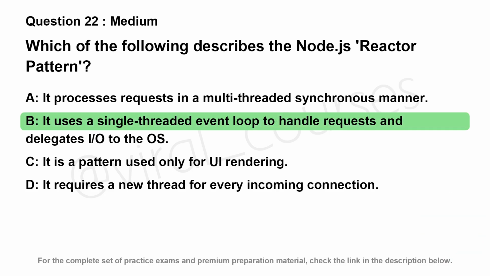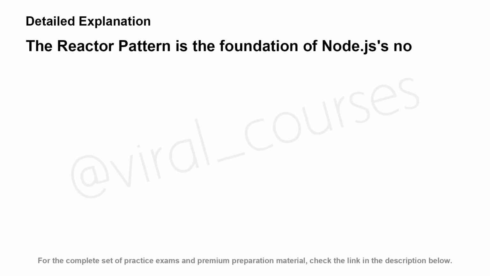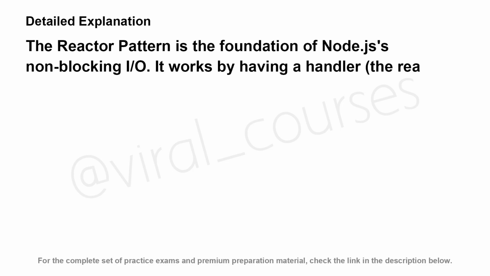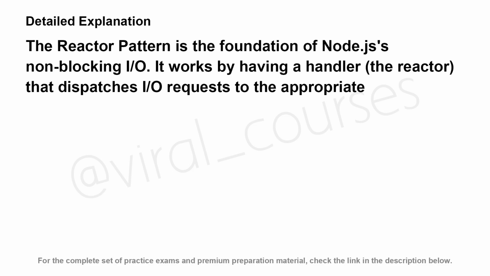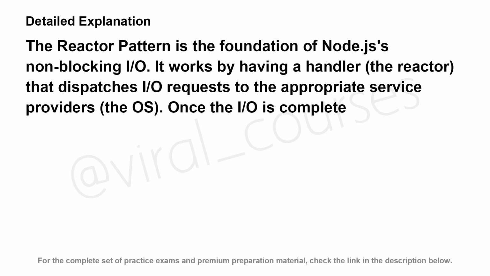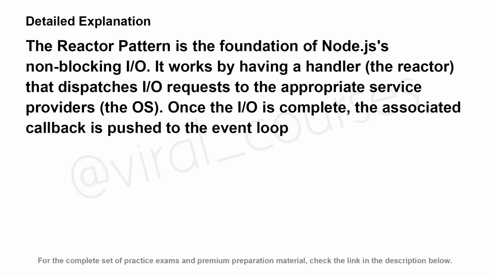The correct answer is B. The reactor pattern is the foundation of Node.js's non-blocking I/O. It works by having a handler, the reactor, that dispatches I/O requests to the appropriate service providers, the OS. Once the I/O is complete, the associated callback is pushed to the event loop's queue to be executed.